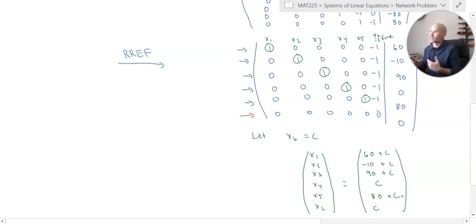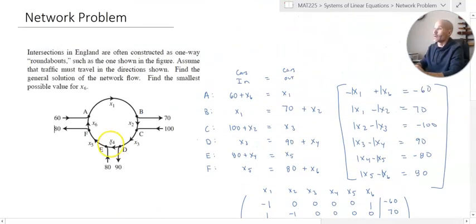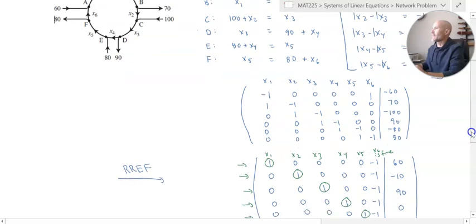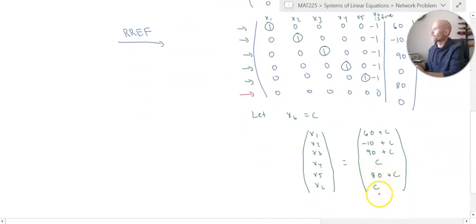So what this means in the context of this network is that we have a free variable, meaning that without knowing the value of x6, we can't fully determine what x1 through x5 are. So in the practical scheme of things, there's not enough information to be able to know for sure what all of these intersections are, or what the flow along each of these segments between intersections is. But the question is, find the smallest possible value for x6.